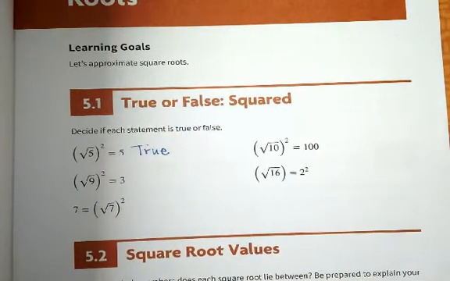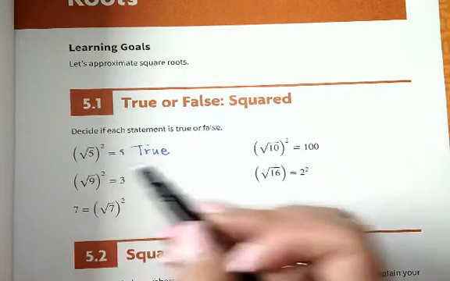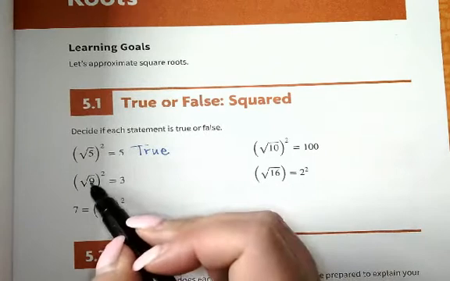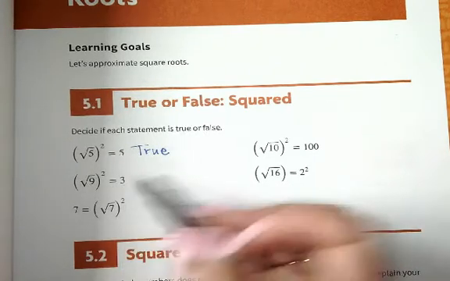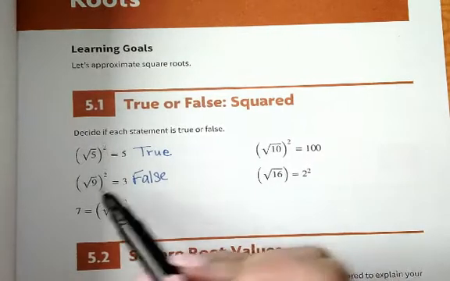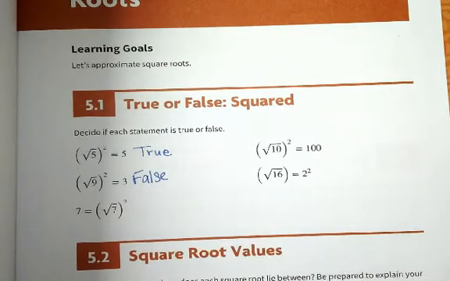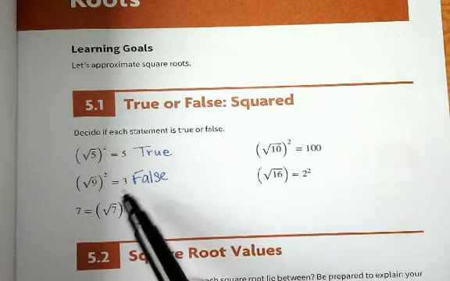What do you think about the second one? The square root of 9, squared. Well, again, when we square a square root, the square root comes off. So that would be 9 is equal to 3. That is false. Another way you could look at it is the square root of 9 is 3, and 3 squared is 9, not 3.